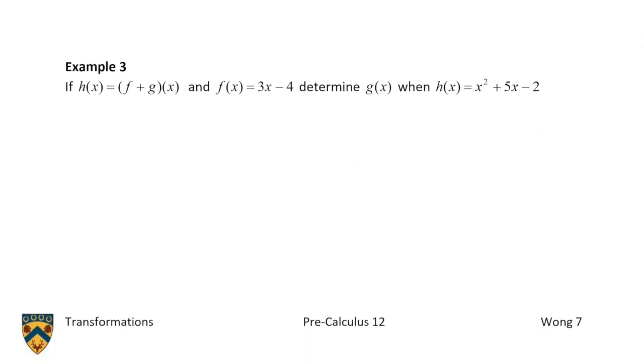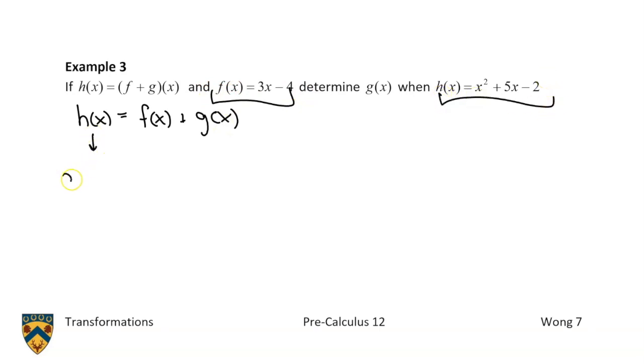Example 3 looks more challenging than what it is just from a first read. It's actually a fairly straightforward question. We're saying here if h of x is equal to, and I'm just going to rewrite this by saying f of x plus g of x, find out what would happen if you know what f of x is and you know what h of x is. So where we have h of x, we can replace this by saying it's x squared plus 5x minus 2, and it's going to be equal to f of x plus g of x. And they want us to solve for g of x.